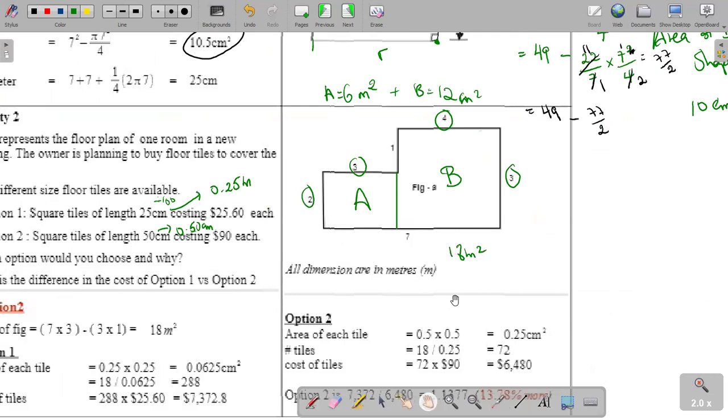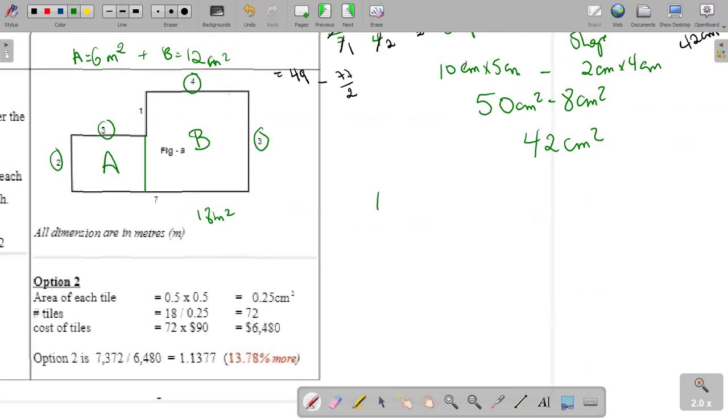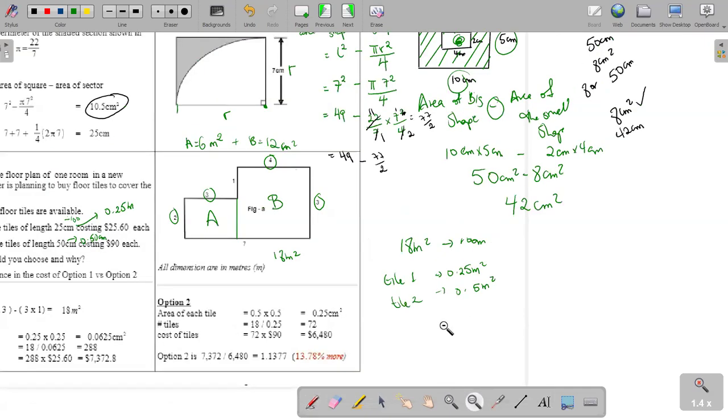Now, how would we determine how many tiles we need? What are we going to do with these numbers? So we've got these numbers here. 18 meters squared is the room. Tile 1 is 0.25 meters. Tile 2 is 0.5. What are we going to do with these two numbers now? How do I know how much I need? Add.